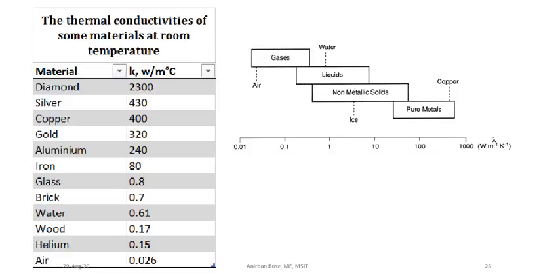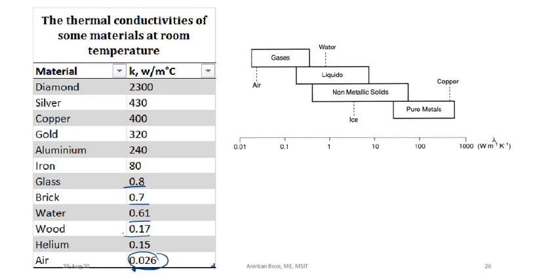So here you can get some idea of the values of thermal conductivity. In the case of glass it is 0.8, brick 0.7, water 0.6, wood 0.17. For gases it is in the order of 0.026. So a certain idea is always very important.